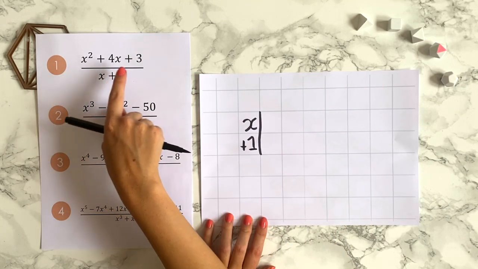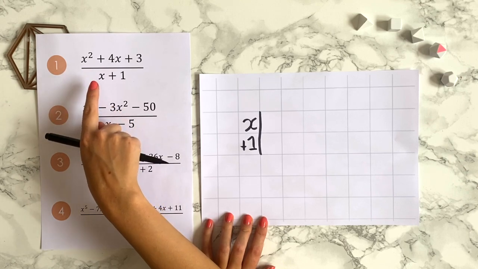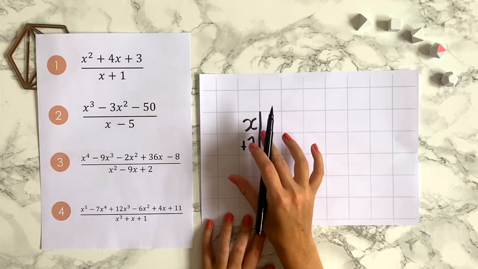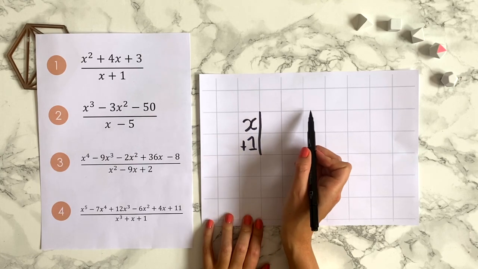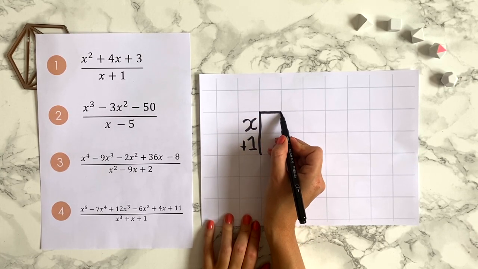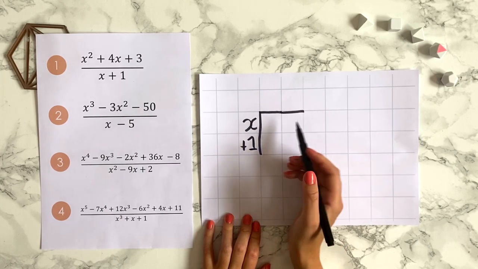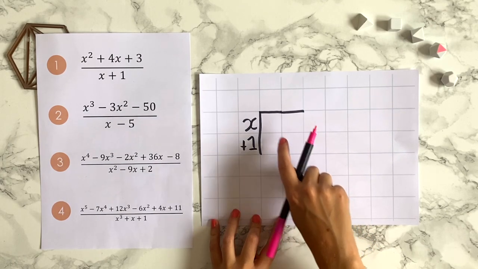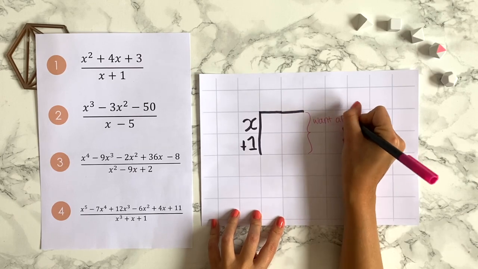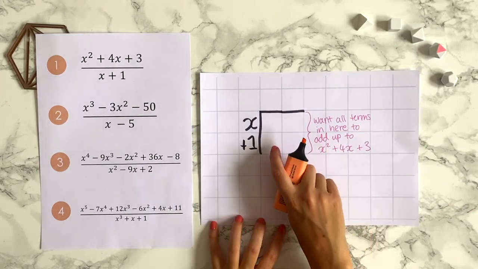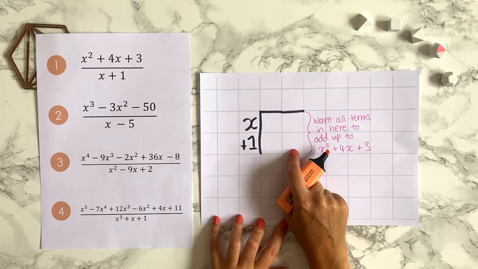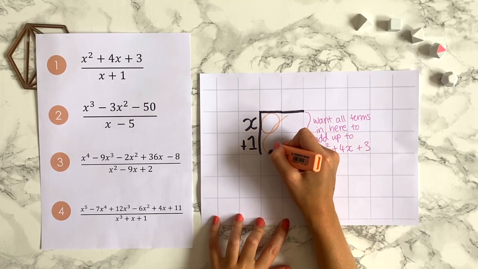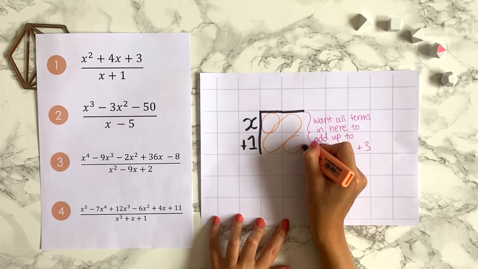If we're dividing a quadratic term, so a term with an x squared in, by a linear term, so a term with an x, our resulting answer is going to be of the form x plus something. So we want to leave space on the top for an answer of the form x plus something. So we need to leave two spaces here. Inside this grid, we want all of the terms to add up to the thing that we're dividing. And then we're going to draw some diagonal bubbles inside this grid. So our first bubble looks like this, our second bubble looks like this, and our third bubble looks like this.